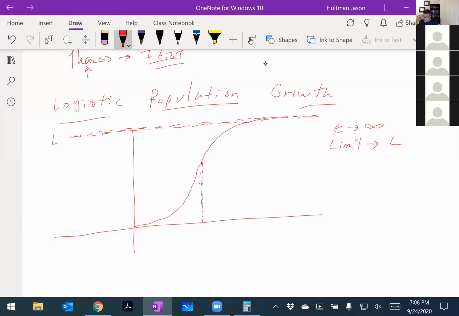So the problem with Thanos's theory here is that up until L over 2, this logistic population growth function behaves exactly like an exponential growth. This is exponential growth.